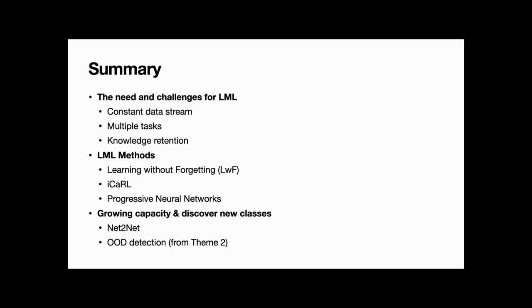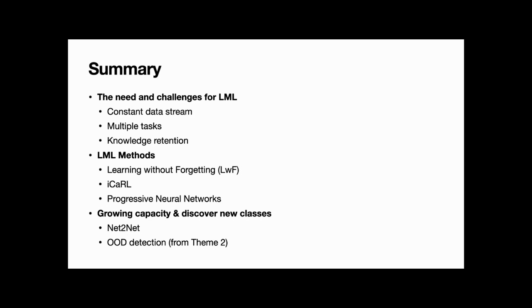And in the last component, we talked about growing capacity using this net-to-net technique. Progressive neural networks is also related to this objective, but does have some flaws in terms of linear expansion of capacity over time, which really gets out of hand if you have too many tasks to learn sequentially. And discovering new classes is also an interesting topic, and in some sense it's a precursor problem to be solved in order to do any of these fancy adaptation.